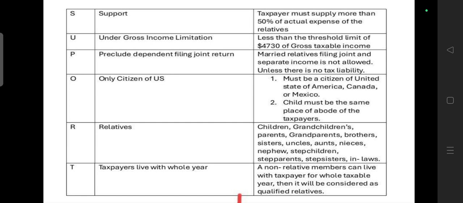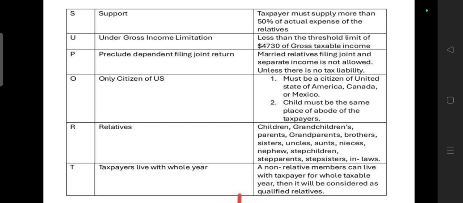Citizen of the US, we already discussed. The government is promoting only citizens of the US or Canada or Mexico. If any person is not a citizen, then they are straight away ineligible. Then the relatives: we have already seen close people such as grandfather, grandmother, uncle, niece, brother, sisters, and a lot of other close relationships. He should be a close relative and he has to stay with the taxpayer for more than half of the taxable year, with an exception only for the dependent parents.